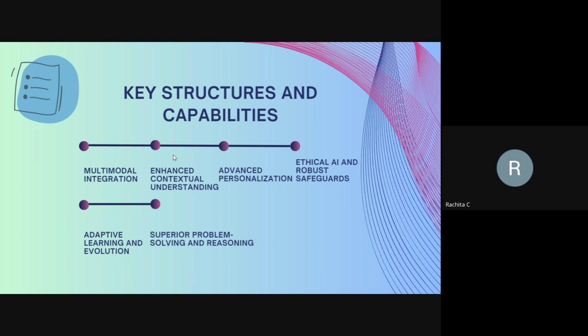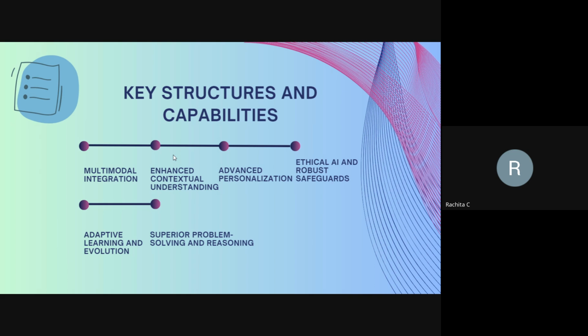Then we have ethical AI and robust safeguards. So this GPT-4o model will follow all the ethical guidelines, which is very important legally as well, and it is able to give safer outputs, because giving non-harmful content on the screen as an output is very important.